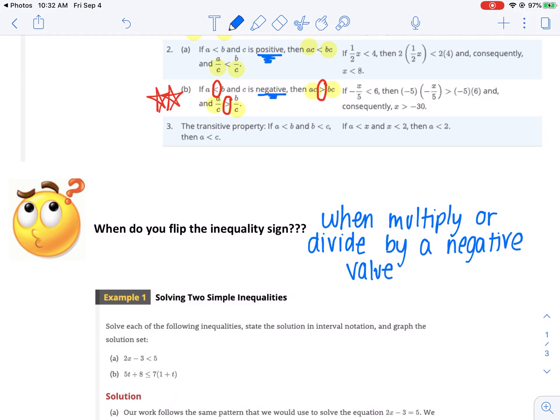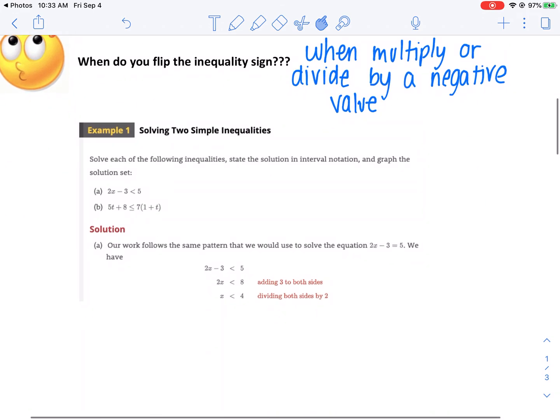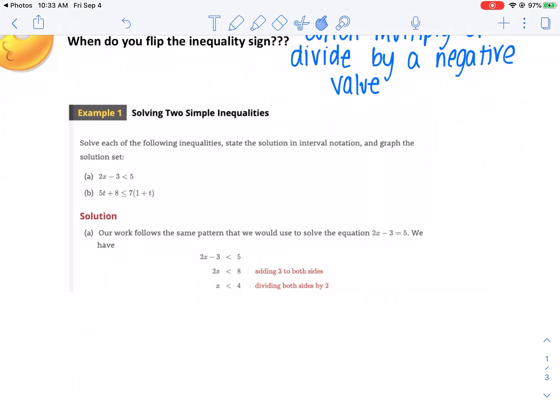Okay, make sure you don't forget. It's a very small step. It will completely change your answer in the end. Definitely if we ask you to graph on a number line, the whole opposite side would be shaded if you forgot to flip. Okay, let's solve two inequalities. Solve each of the following inequalities, state the solution in interval notation, and graph, like I said. So here is part A.